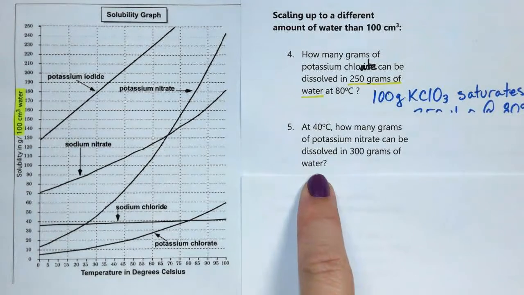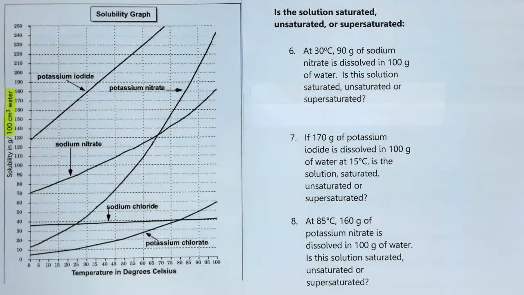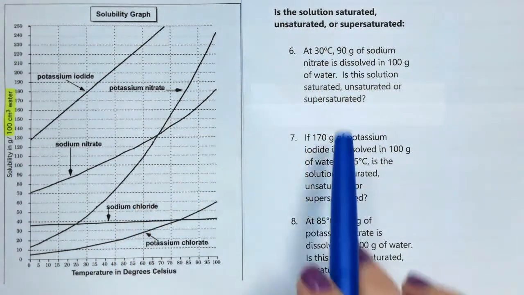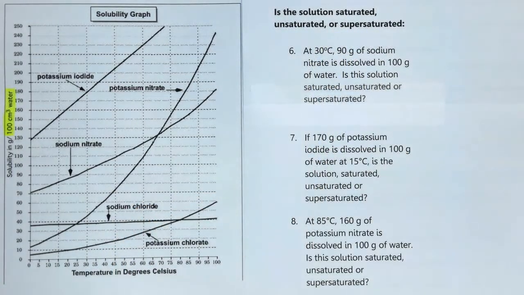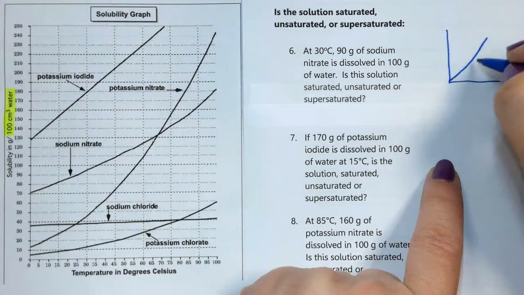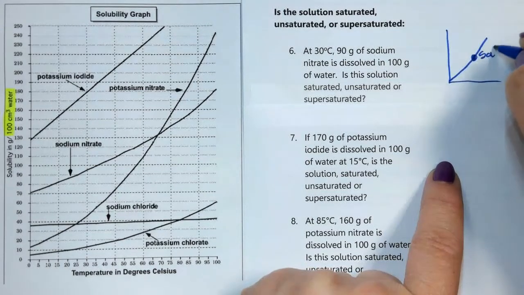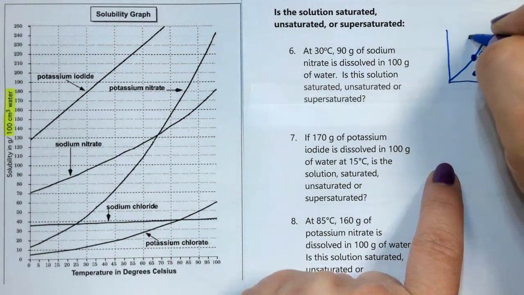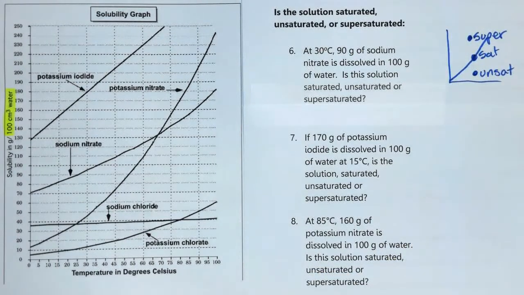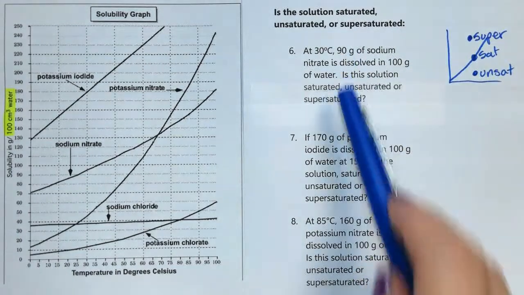Now you can pause the video and try number 5, and then we'll go over the answer at the end of the video. We're going to do all 3 of these examples together. Is the solution saturated, unsaturated, or supersaturated? To know this, we want to look at our graph, and we're going to plot the point. If it's on the line, it's saturated. If it's below the line, it's unsaturated, and if it's above the line, it's supersaturated. So that's our quick look at how to answer these questions.